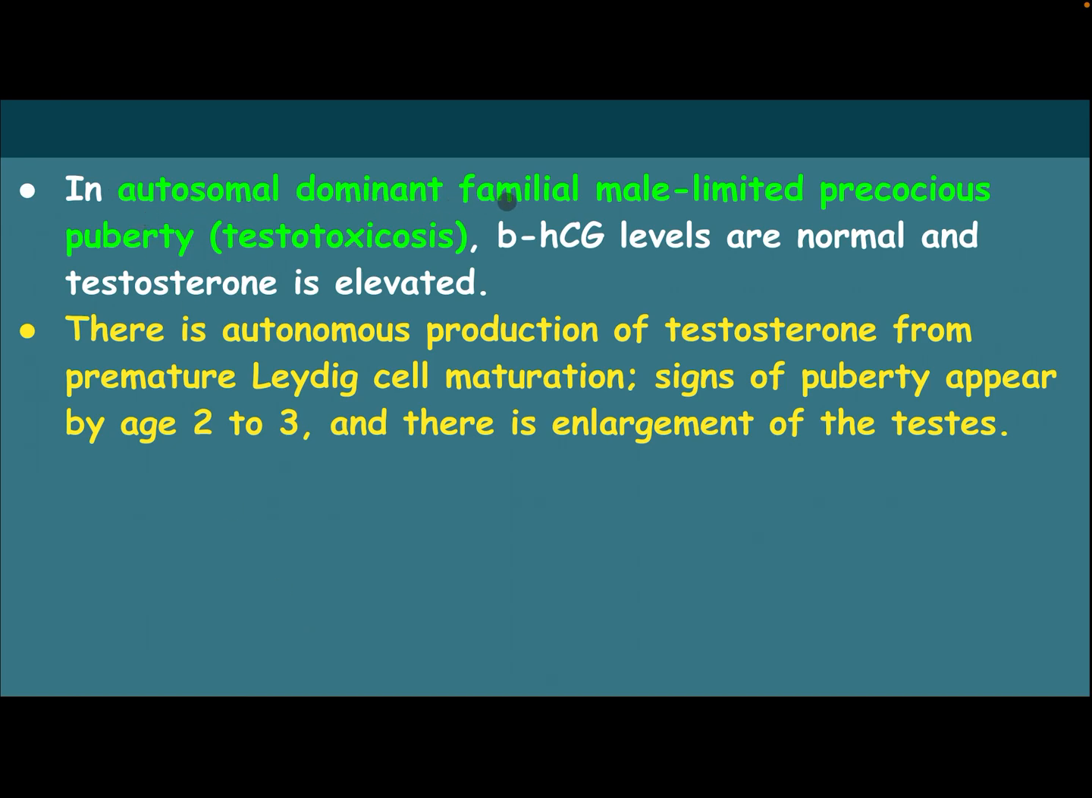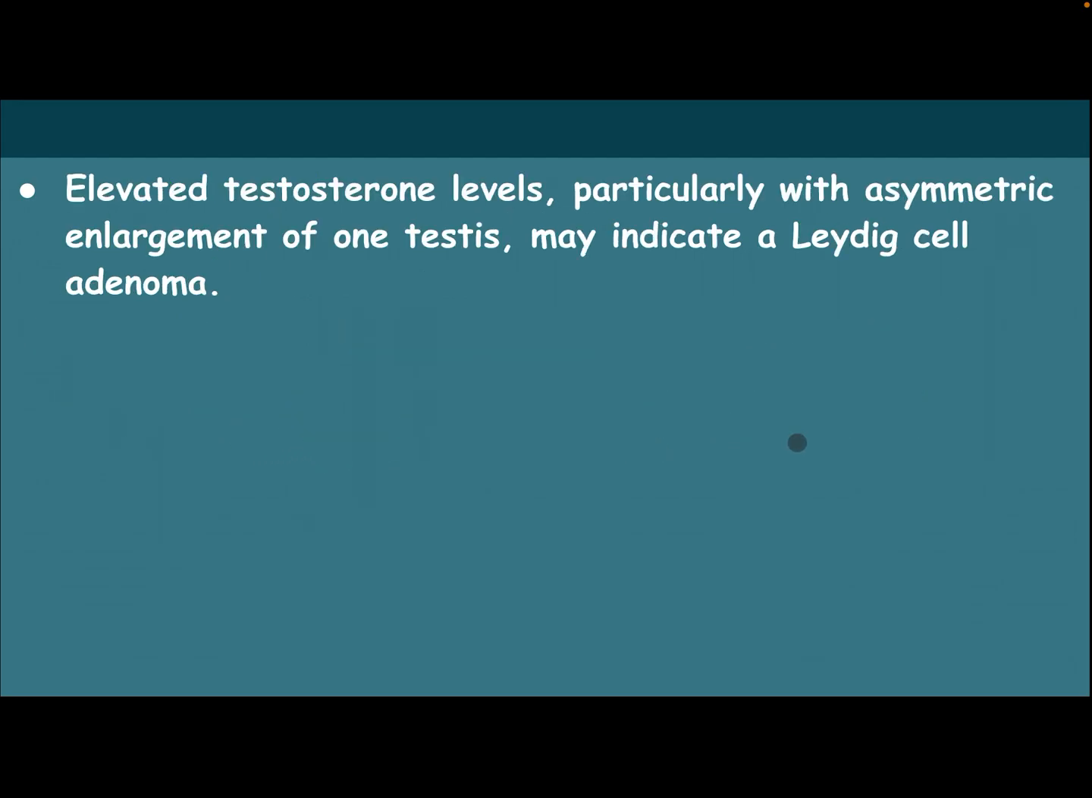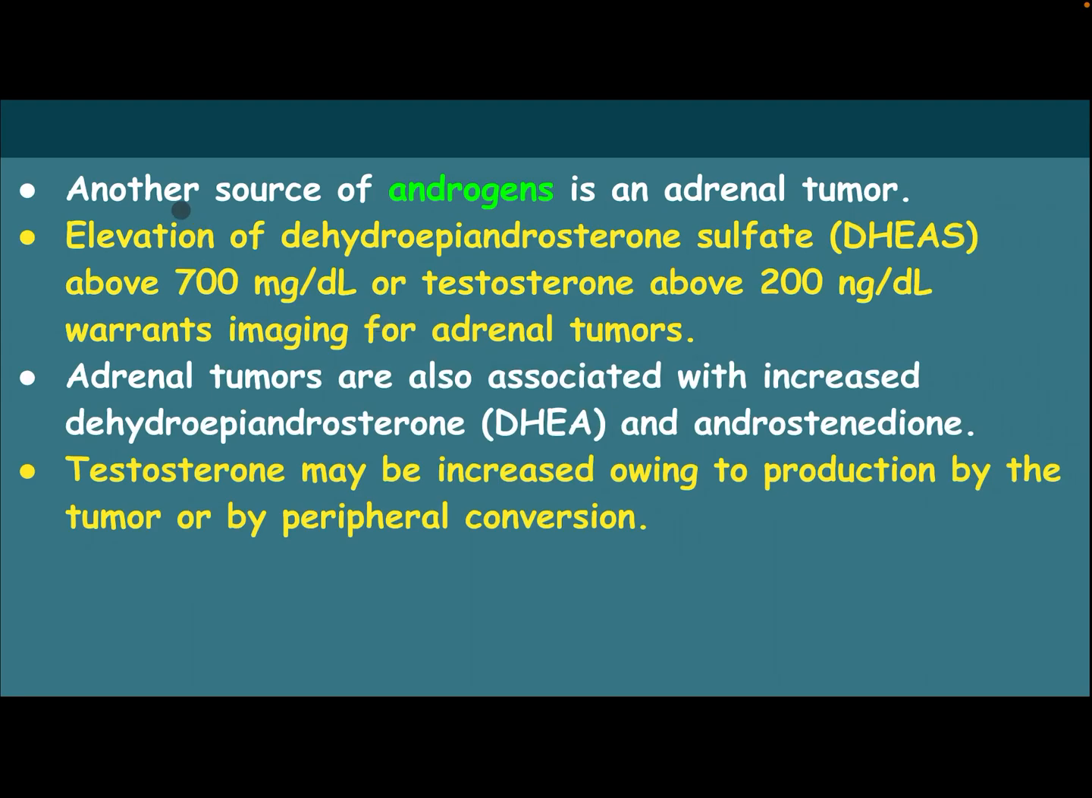In autosomal dominant familial male limited precocious puberty, gonadotropin and beta HCG levels are normal and testosterone is elevated. There is autonomous production of testosterone from premature Leydig cell maturation. Signs of puberty appear by age 2 to 3, and there is enlargement of the testes. Elevated testosterone level, particularly with asymmetric enlargement of one testis, may indicate a Leydig cell adenoma.